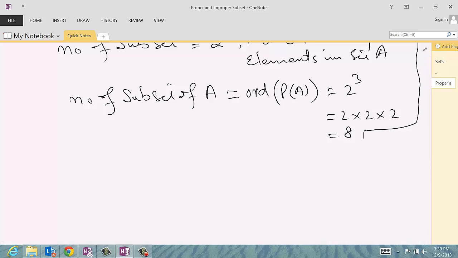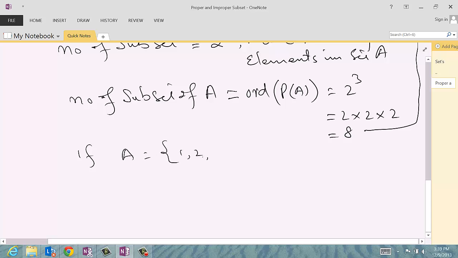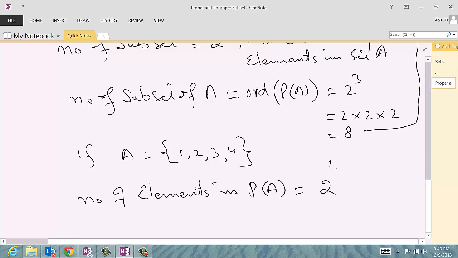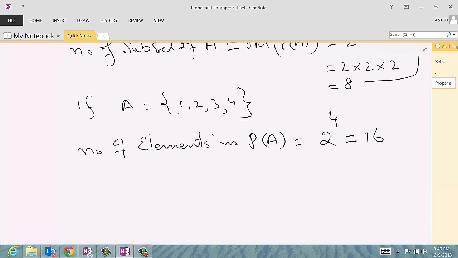So just a quick question: if A is equal to {1, 2, 3, 4}, then what would be the number of elements in the power set of A? That's going to be 2 power 4, yes, because there are 4 elements in the set A. So this is going to be equal to 16, 2 times 2 times 2 times 2. So this is how many subsets there are for a given set.